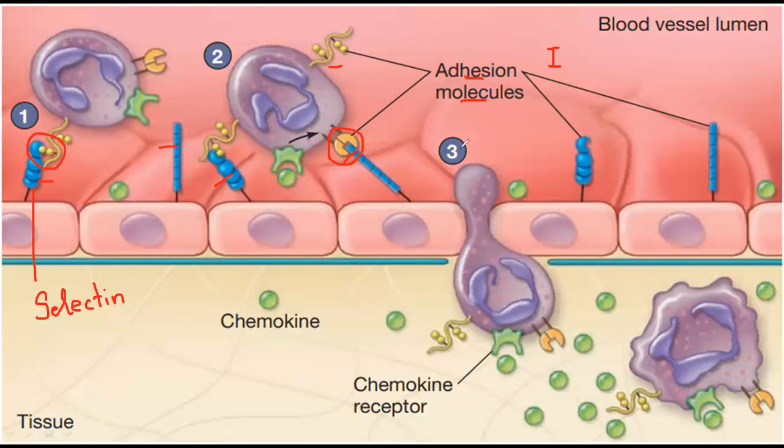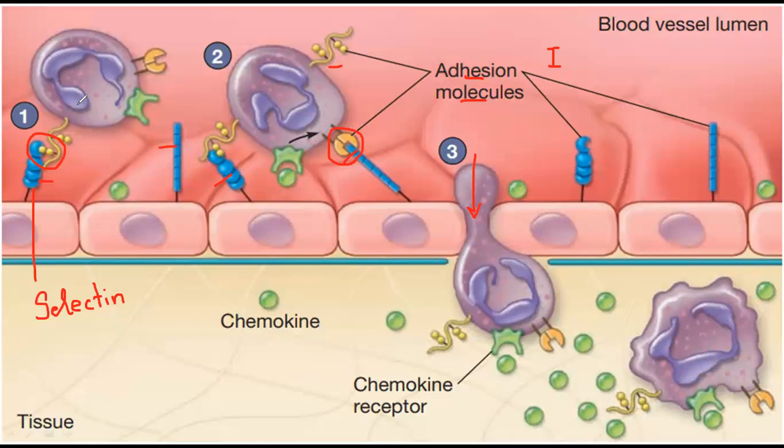These neutrophils pass through the gaps in between the endothelial cells and enter the tissue spaces where the bacteria and other microorganisms are present, and they start phagocytosis. They start eating those microorganisms. So these are the steps.